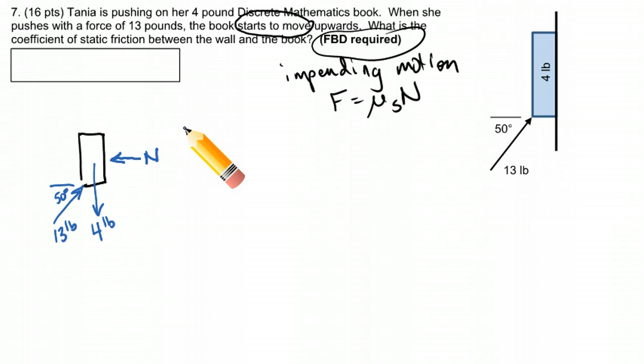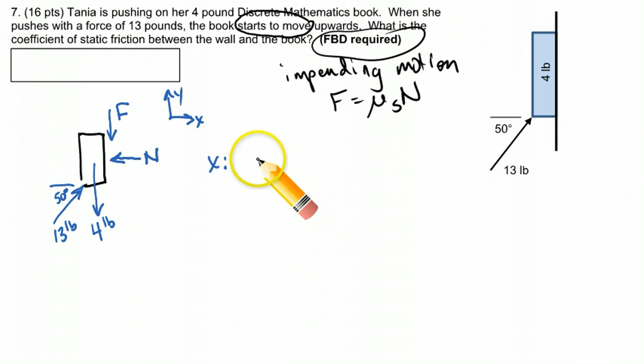We're not positive what direction it is, but looking at this 13 pounds versus the 4 pounds of weight, we can guess at least that the friction force is going to be downward, because the vertical component of 13 pounds is probably going to be more than 4 pounds. So this is going to be our friction force. Okay, let's define our directions, x and y. We can sum forces in both directions and they will be equal to 0.